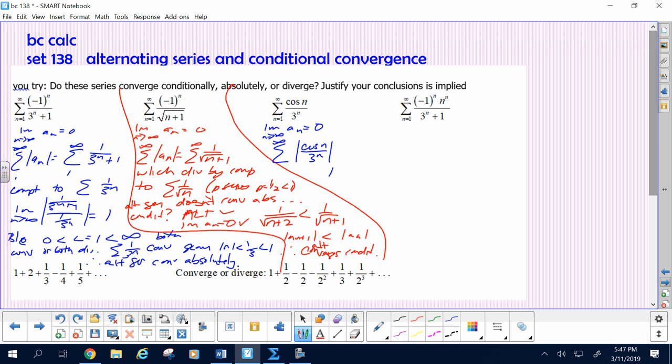If I know that cosine of this, by the way, is the same as cosine of n over 3 to the n, if you like. Now I know cosine of n's absolute value is less than or equal to 1, and therefore cosine of n divided by 3 to the n is less than or equal to 1 over 3 to the n. And the series, therefore, is less than the series over 3 to the n, which converges.